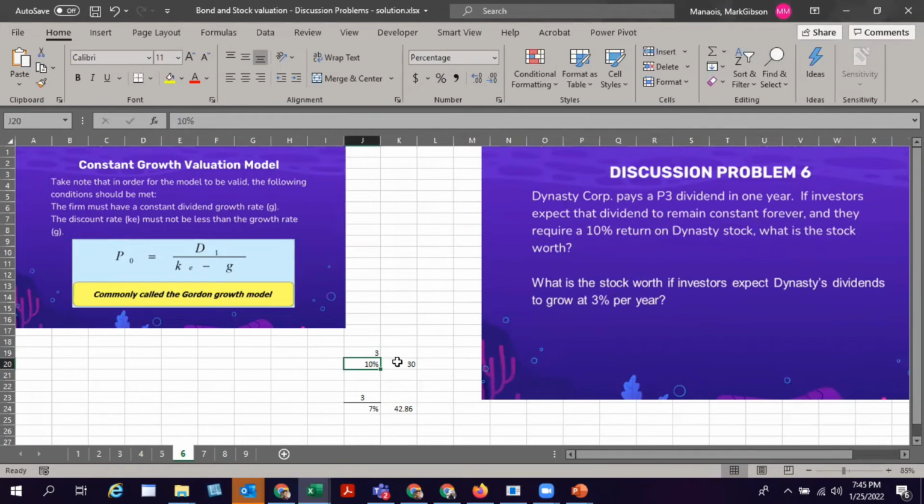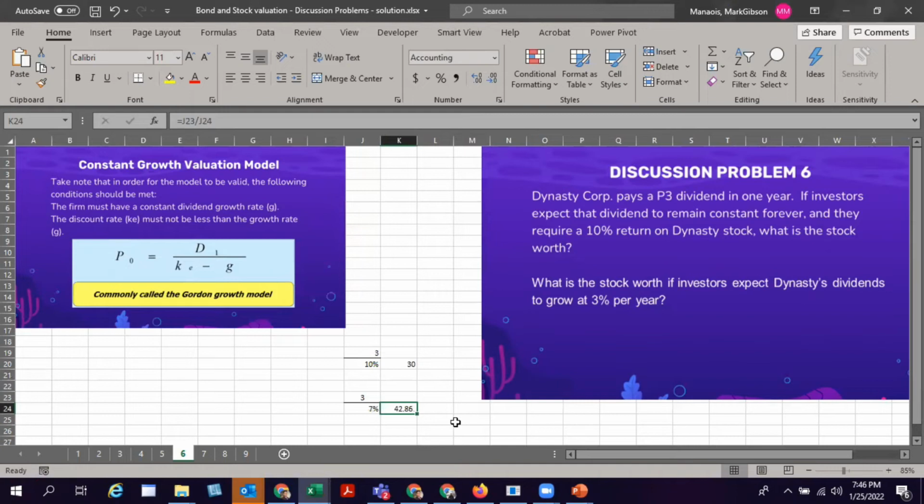So that's 30 pesos. Now, what is the stock worth if the investors expect Dynasty's dividends to grow at 3% per year? So 3% would be the dividend growth rate. So we have 3, that's D sub 1, over 7%. How did we get the 7%? That's 10% less 3%, 10% being the required rate of return that's given, and 3% being the dividend growth rate, which is also given. So 3 over 7%, the value of the stock would be 42.86 pesos.